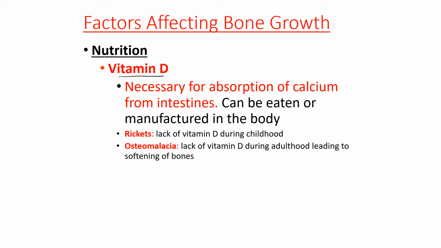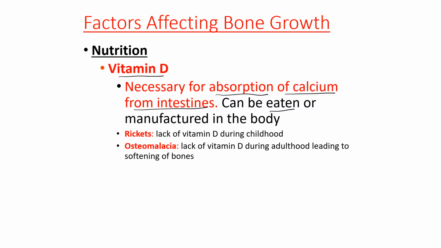Vitamin D is necessary for absorption of calcium from foods in the intestines. Vitamin D can be eaten or it can be manufactured in the body. The beginning of vitamin D synthesis takes place in the skin when the skin is hit by UV light.